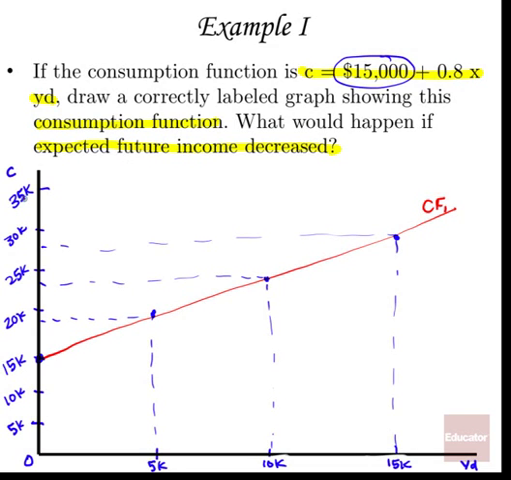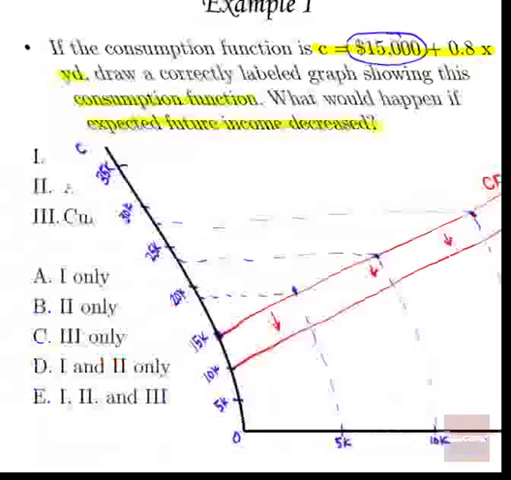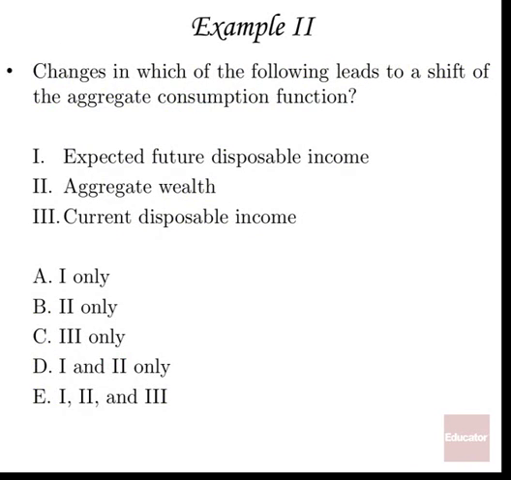Now, what would happen if expected future income decreased here? Then if your expected future income decreases, your consumption function is also going to decrease as well. So you have CF2 right here. So maybe your autonomous consumption is going to drop down to 10,000 to kind of adjust for this decrease in future income. So example number 2 here.